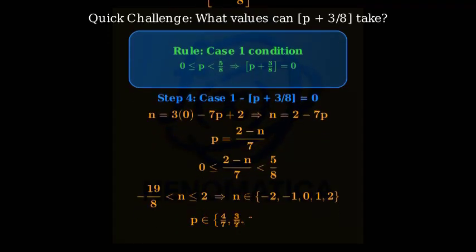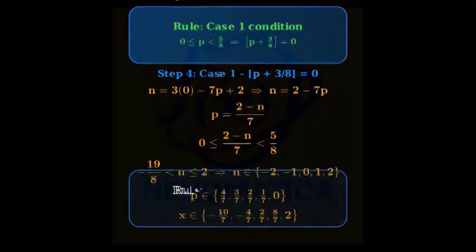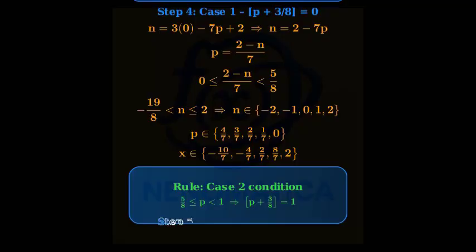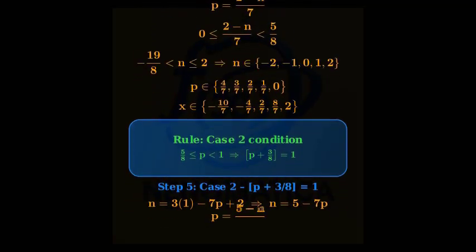We list the valid integer and the p-values and compute x equals n plus p. Case 2, the floor equals 1, which means p is at least 5/8. Substitute into the expression for n and solve, keeping the bounds consistent. Then compute the corresponding x values. Finally, we union the solutions from both cases. Here is the complete solution set in increasing order.